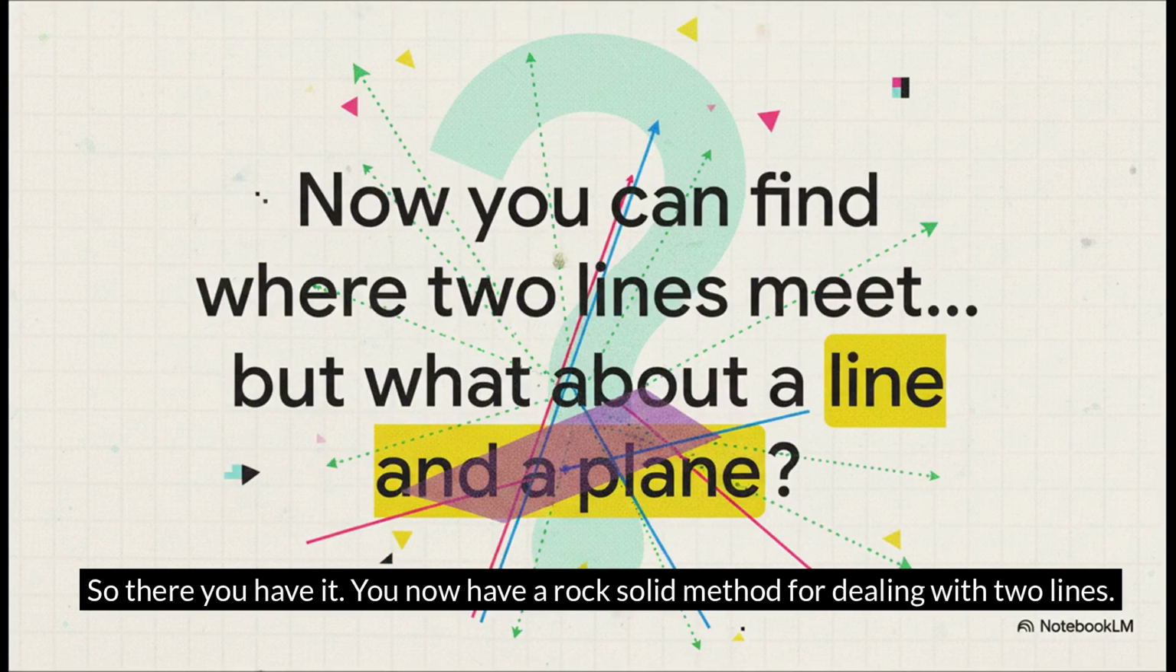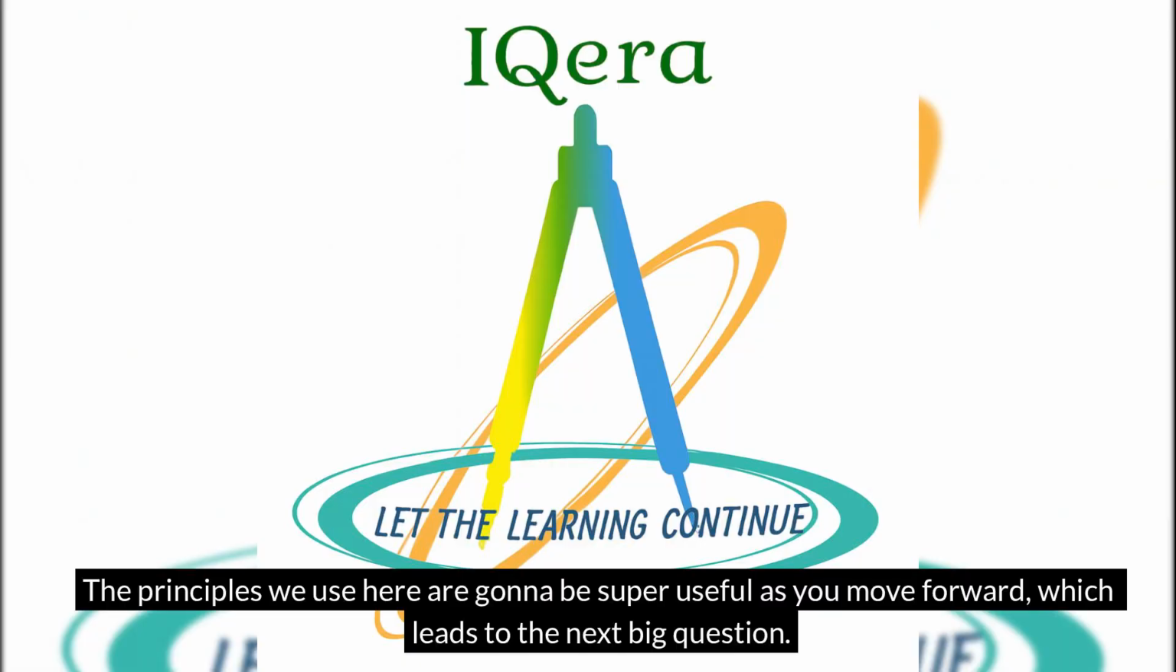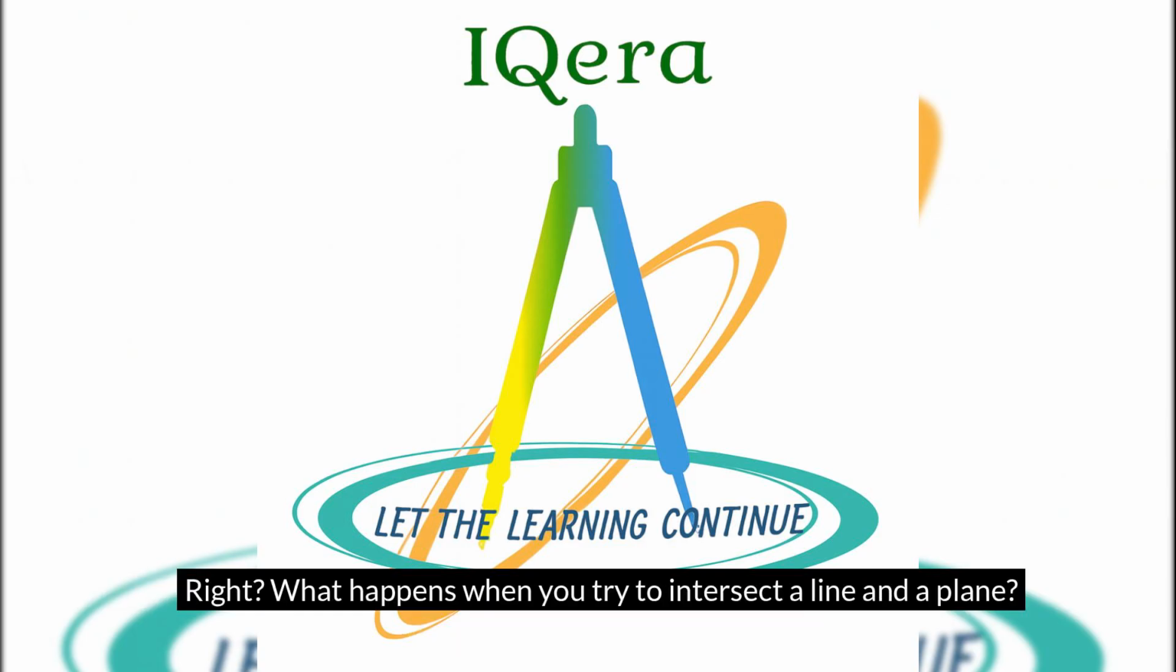So there you have it. You now have a rock-solid method for dealing with two lines. The principles we used here are going to be super useful as you move forward, which leads to the next big question, right? What happens when you try to intersect a line and a plane?